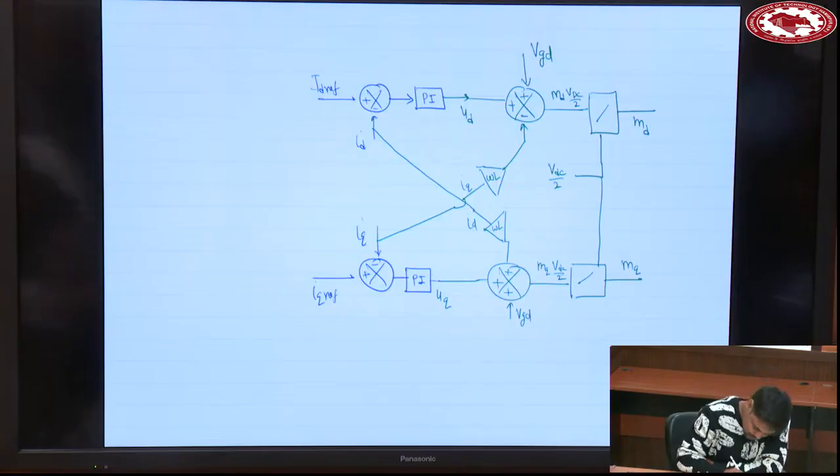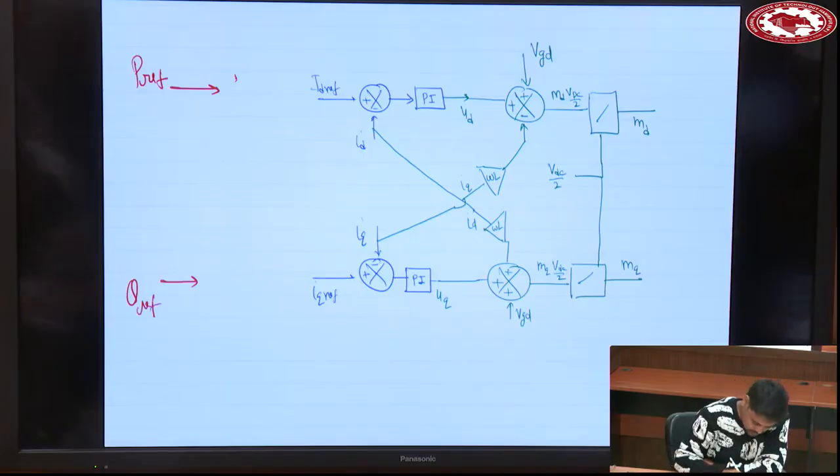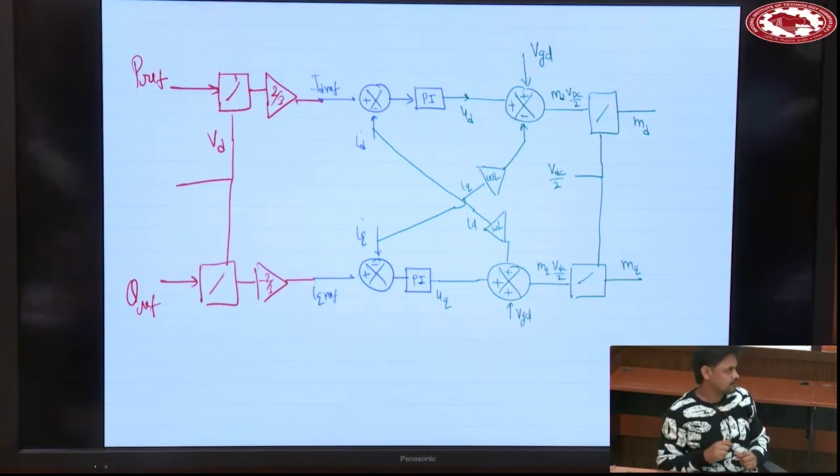So I can add some portion here, that P ref will be coming, and Q ref will be coming. It will be divided by VD, and then, making sense?